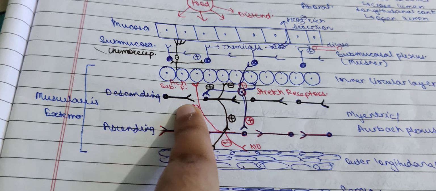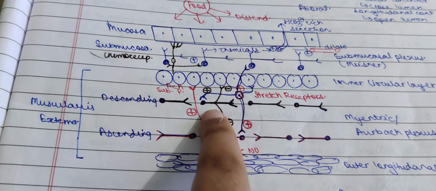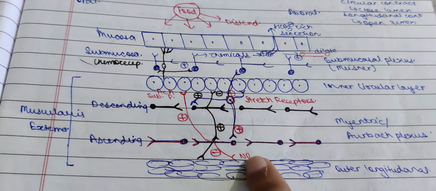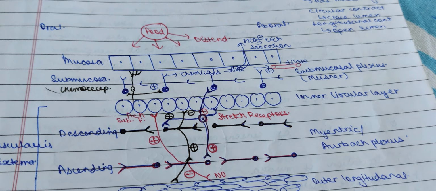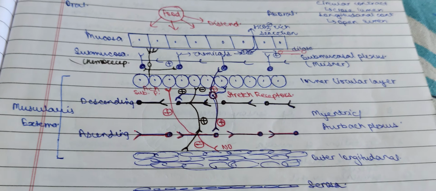Whenever the descending tract is stimulated, it will stimulate the longitudinal muscle, meaning it will open the lumen, and whenever the ascending tract is stimulated, it will stimulate the circular layer, meaning it will close the lumen. So first, we need to close the lumen before the part where the food is, and open the lumen after the food. So firstly we will close the lumen.